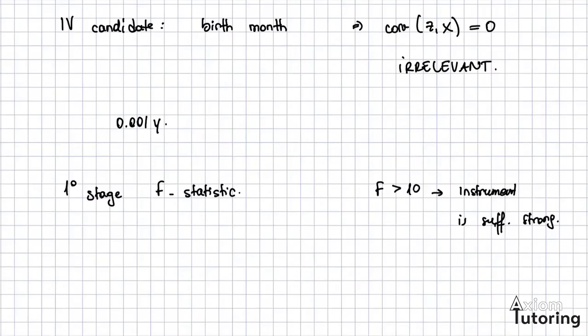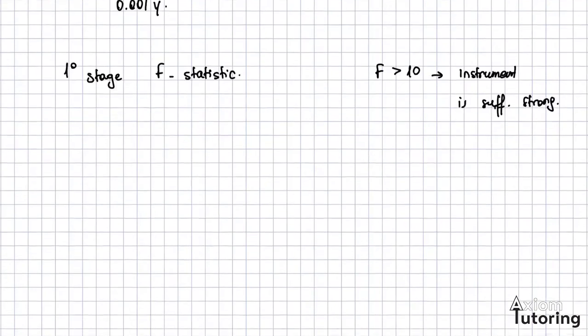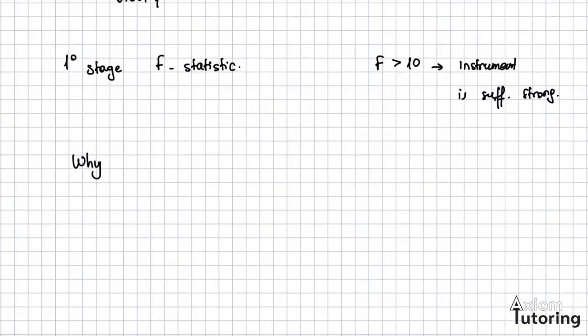The F bigger than 10 rule comes from the paper of Staiger and Stock, 97. It's quite a landmark paper on weak instruments. That's why it's also used. Now, why are weak instruments dangerous? A weak instrument barely moves X, so the clean variation we're trying to isolate is tiny. So the consequence is that the IV estimates become imprecise.